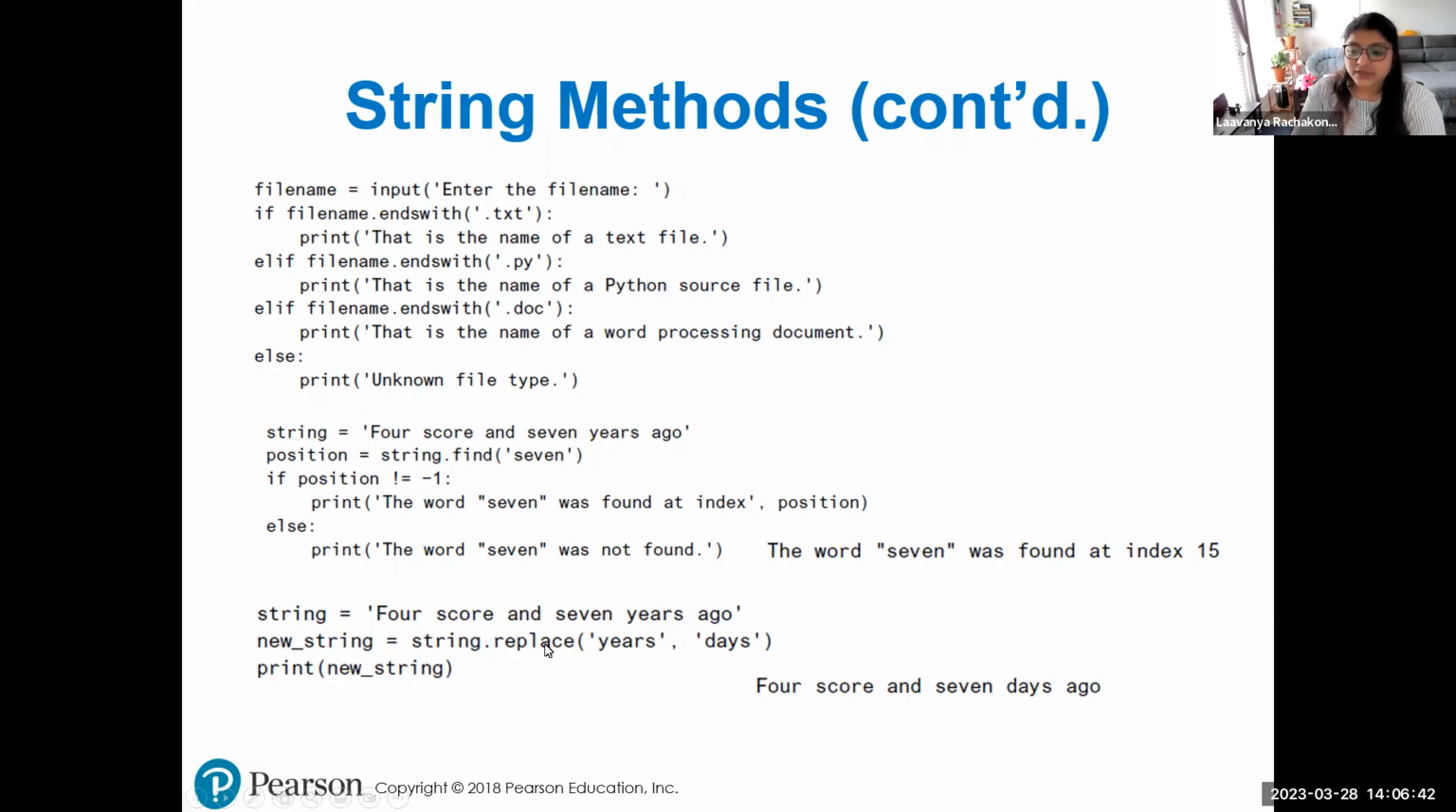Same thing, if you are going to replace years with days, then you can just have string.replace, the old or the original substring, comma, new string. So now when you print this, it will be 4 score and 7 days ago. Hope that is clear.